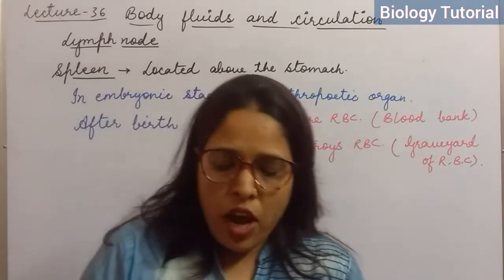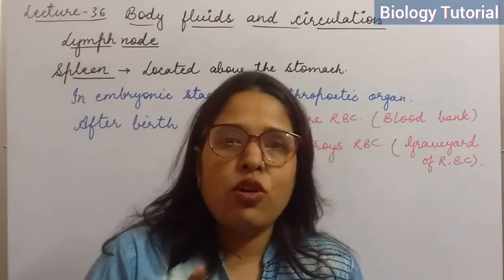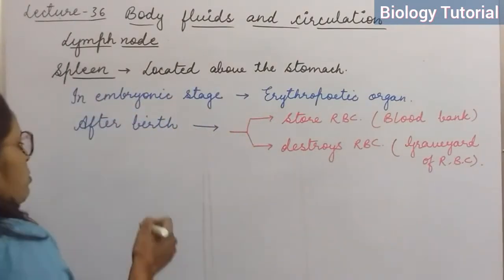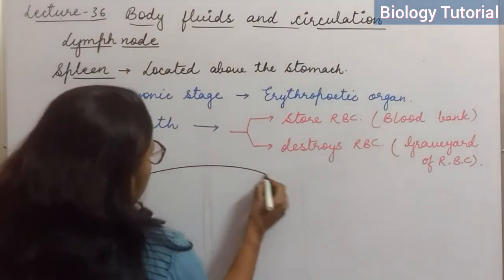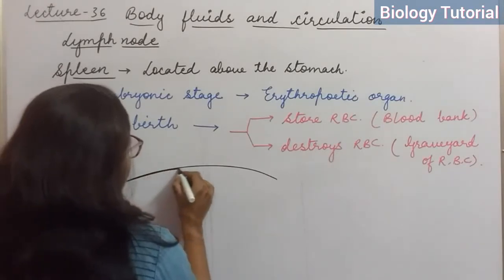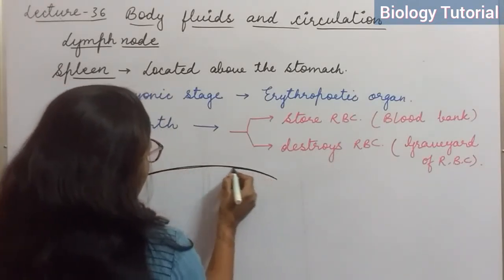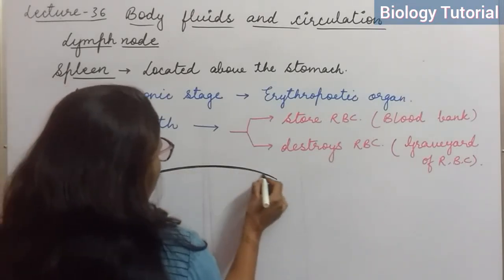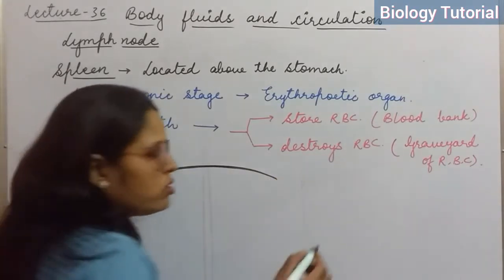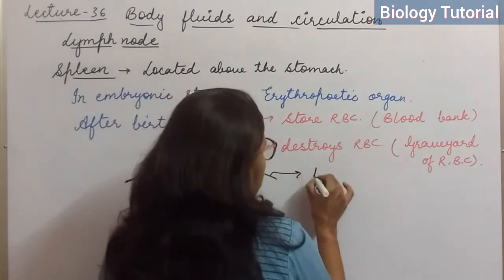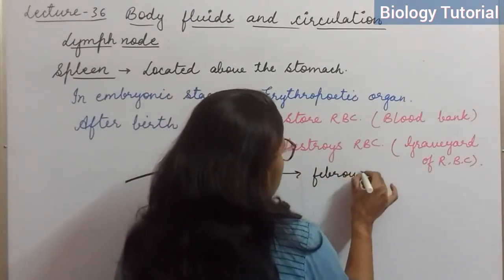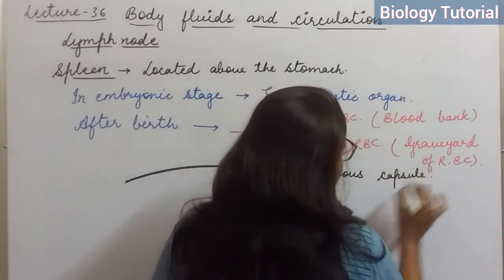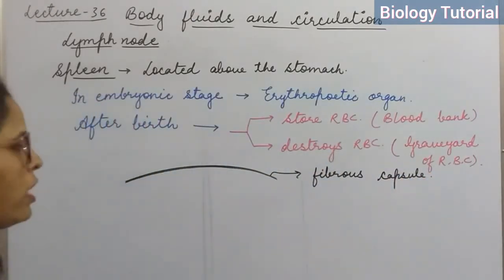Now we have to discuss the structure of the spleen. Which kind of structure is a spleen having? We know that it is a lymphoid tissue. So the outermost layer is again the fibrous capsule made up of yellow collagen fibers. So this is the fibrous capsule, made up of yellow collagen fibers.